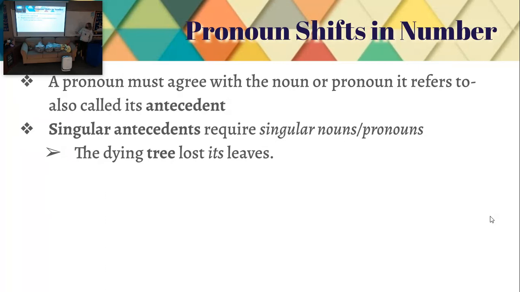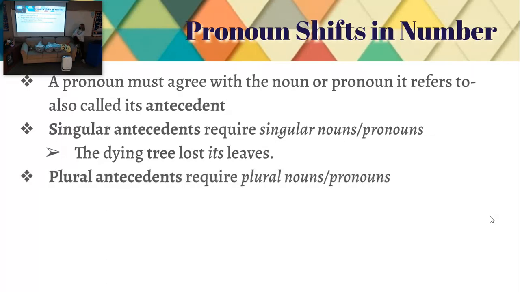So the dying tree lost its leaves. Okay, so it is our pronoun, and it's referring to tree. Since tree is singular, meaning we're talking about one tree, that means that we have to use a singular pronoun, which is why we use its instead of like their, right? There would be a plural pronoun. Okay, so the pronouns, you can kind of tell if they're singular or plural, because if they're singular, they're just going to be referring to one person or thing, like he, him, she, it, that kind of thing. If they're plural, they're going to be referring to more than one thing. They, them, us, our, etc.